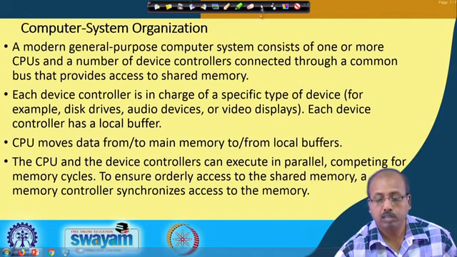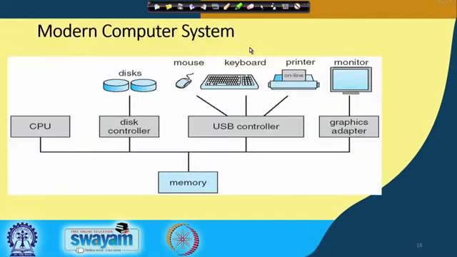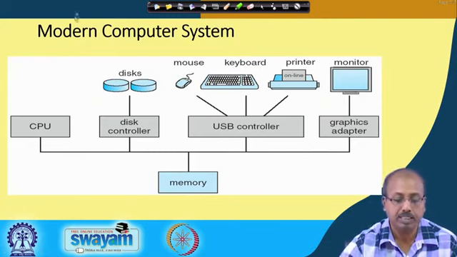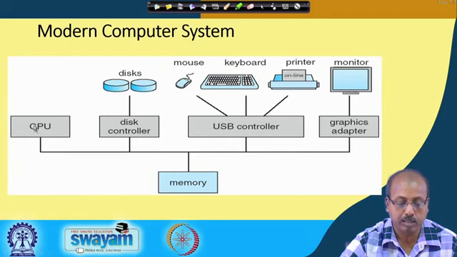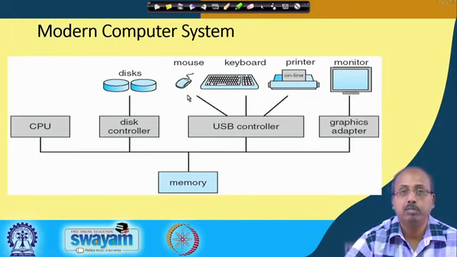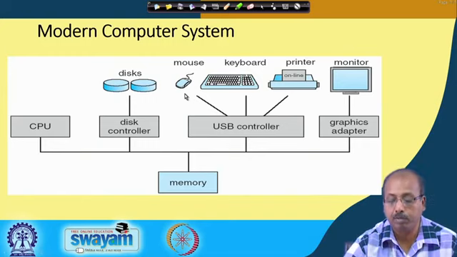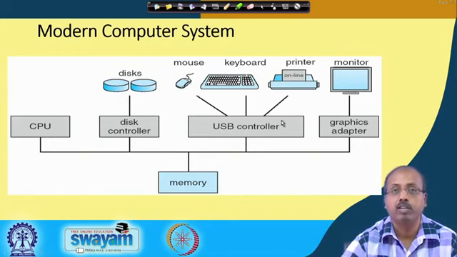We also have other devices, like this is a typical situation of a modern computer. We have the CPU and memory, which were there in the traditional computer, and we can have a number of IO devices like disk, mouse, keyboard, printer, monitor, etc. In most modern computer systems, the mouse, keyboard, printer are all USB driven devices, and we can have some USB controller.